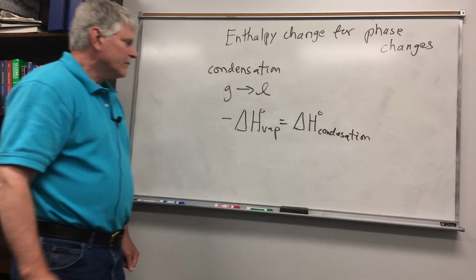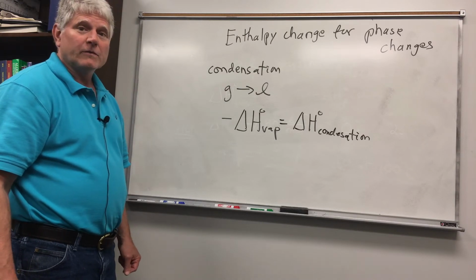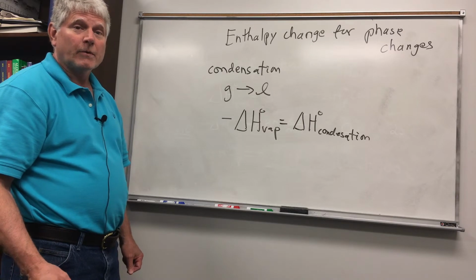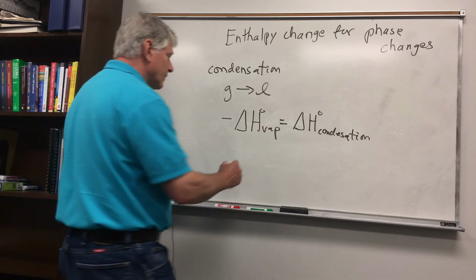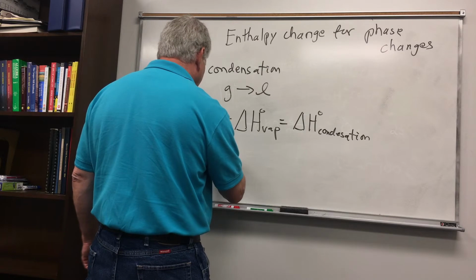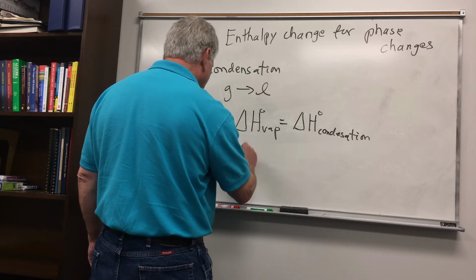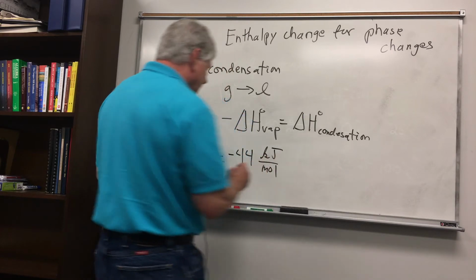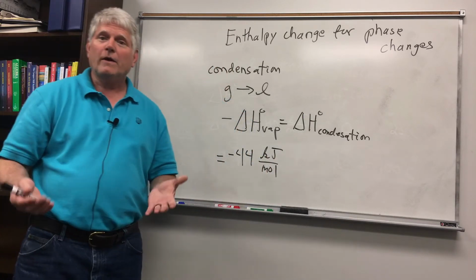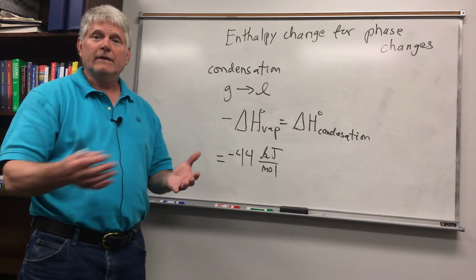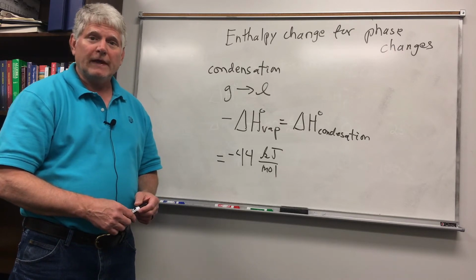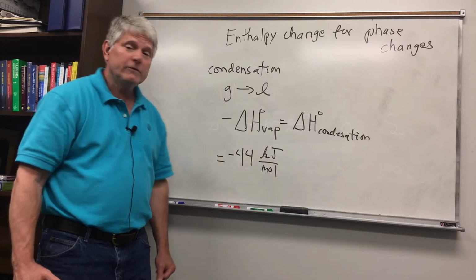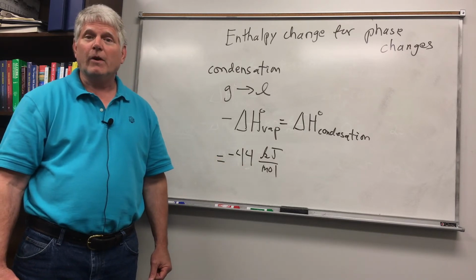So remember, the enthalpy of vaporization for water is 44 kilojoules per mole at 25 degrees centigrade. So the enthalpy of condensation is equal to negative 44 kilojoules per mole. So that means if we take water in the gas phase and go to the liquid phase, then we release 44 kilojoules per mole of heat during the process.